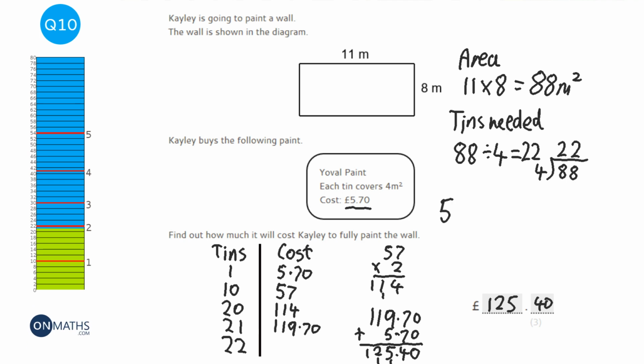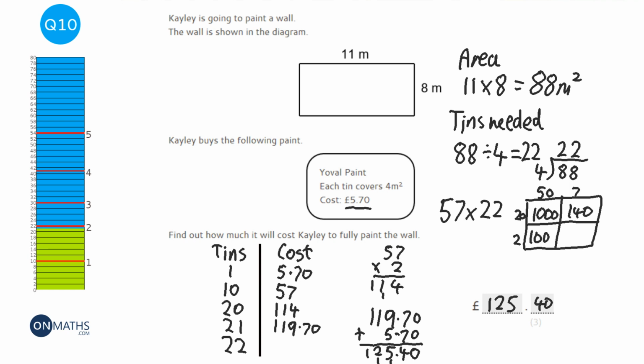Now a different way you could do this is convert that 5.7 to 57, and then you could have done 57 times 22, and a lot of you will be using this method. So you do 50 and 7, 20 and 2, so that's going to be 1,000. 2 times 7 is 14 with the 0, 5 times 2 is 10 with the 0, 2 times 7 is 14, so that's going to be 1,254.